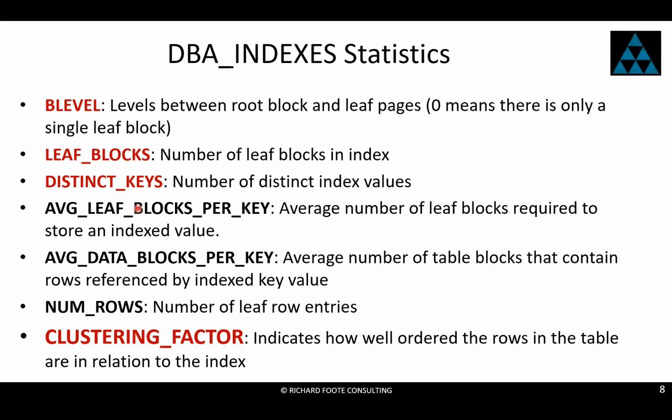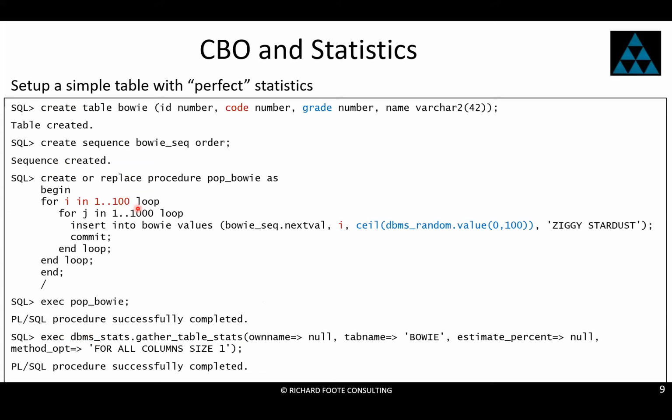And the index must always be stored in the order of my indexed columns. So the question is, how well clustered, how well ordered is my data versus my index? So I'm going to start with a very simple example, and I'll go through this with other presentations. I'm just going to touch on it here. So what I've got here is a table. I've got my good old Bowie table. Told you there's going to be a few references, and I've got these two key columns, code and grade.